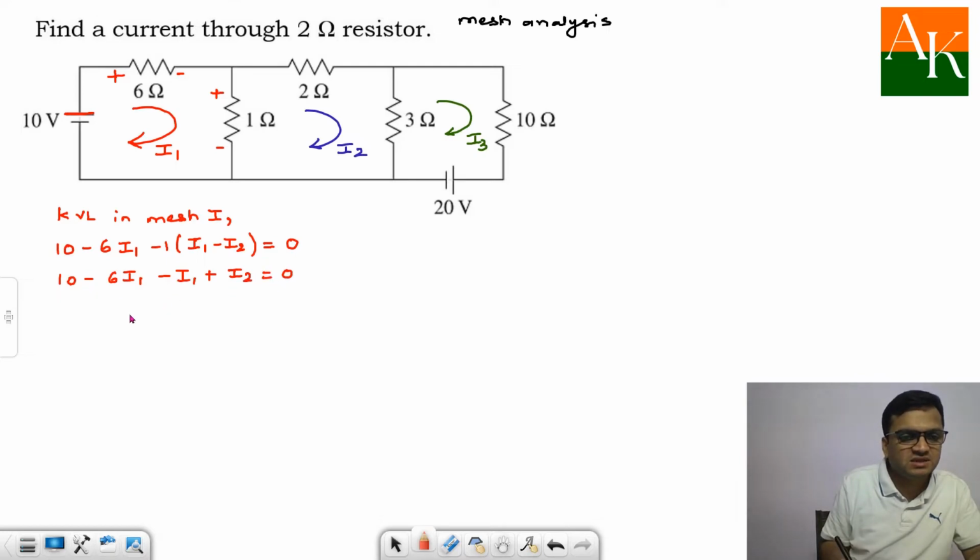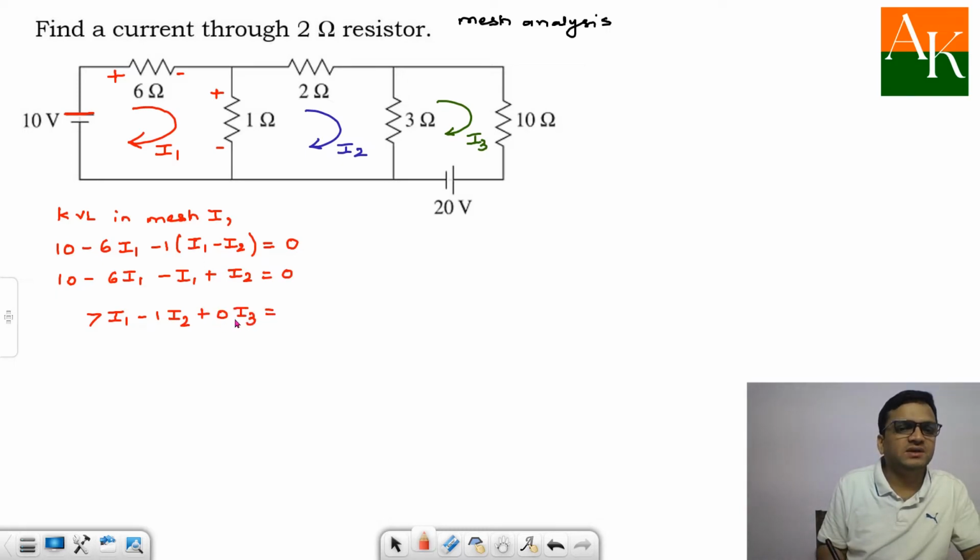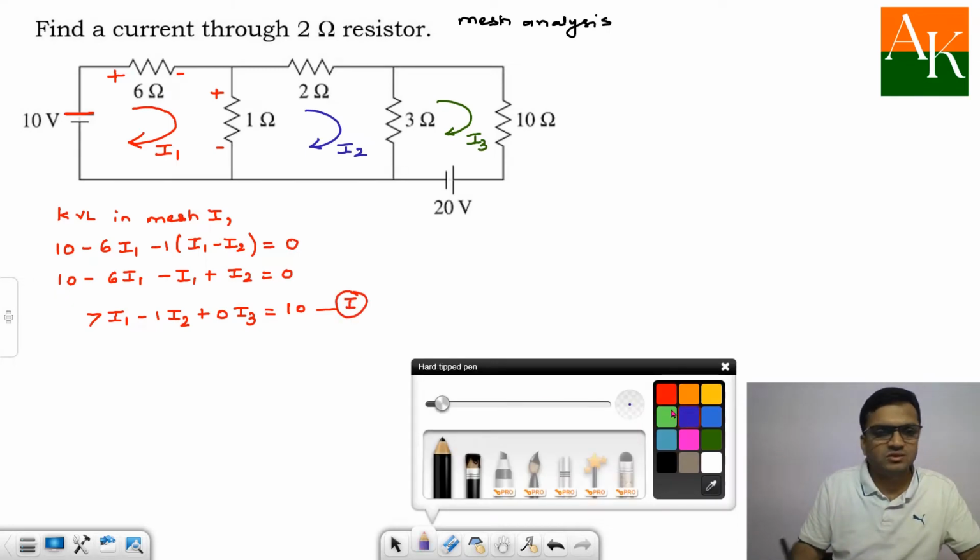I will write down these terms in nice format. Nice format means the coefficient of I1 I will keep as positive. So that turns out to be 7 times I1 minus 1 time I2. Of course I3 is not there, but I will write down 0 I3 over here so that I will not make any mistake while substituting these coefficients and the constants. The right hand side is 10. So this is my equation number 1. You can check this. Even you can have the equation as minus 7 I1 plus 1 I2 plus 0 I3 is equal to minus 10, but I prefer to be in nice format.